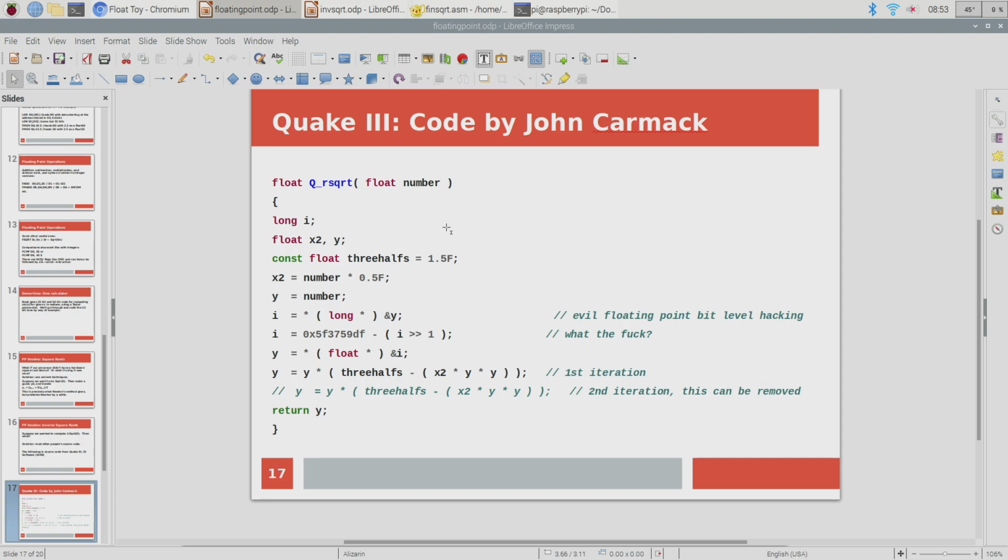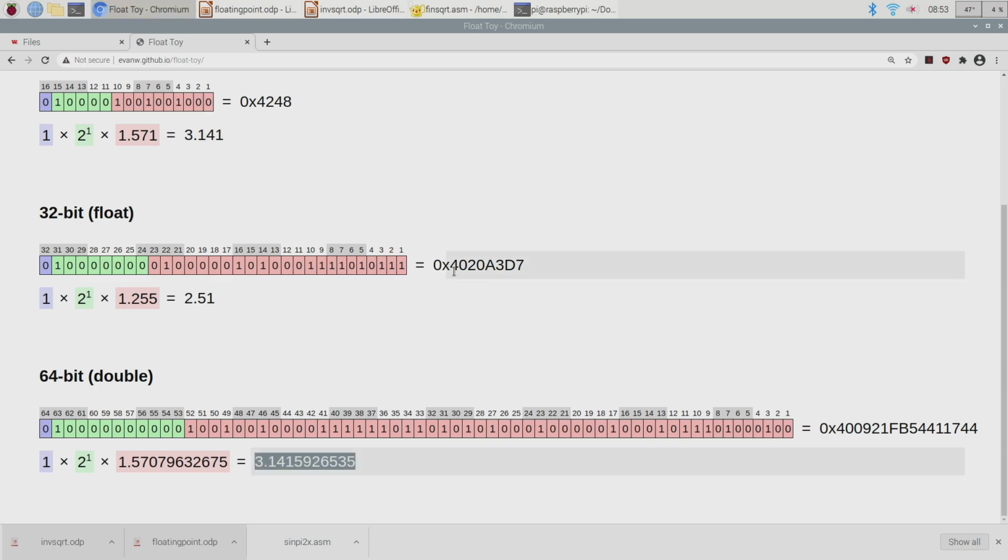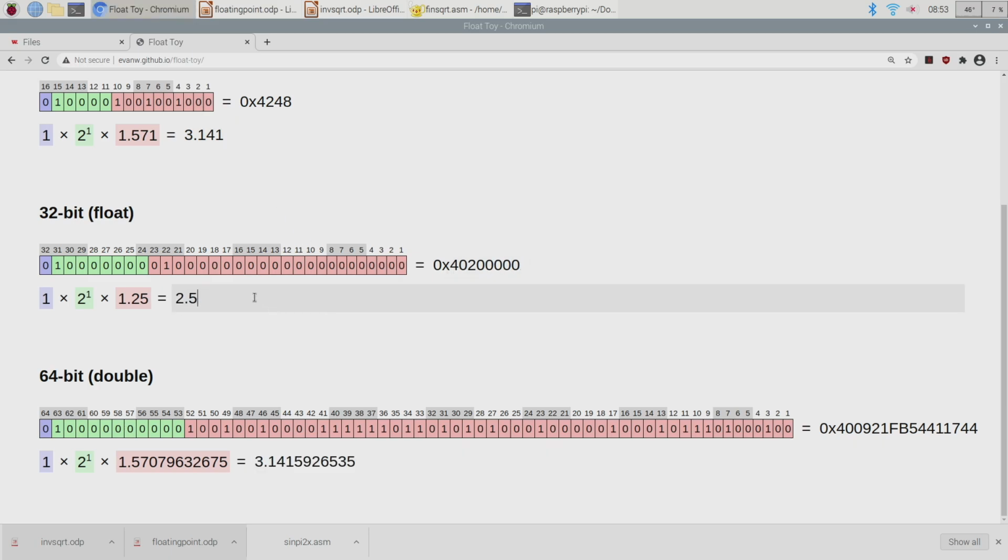So what I want to do, just to demonstrate this algorithm, is start with what's 2 as a floating point number. If I just want the number 2, it's 4 followed by a bunch of zeros.